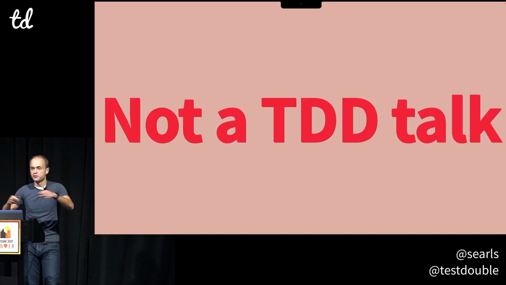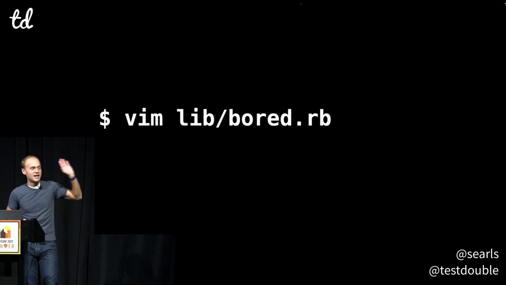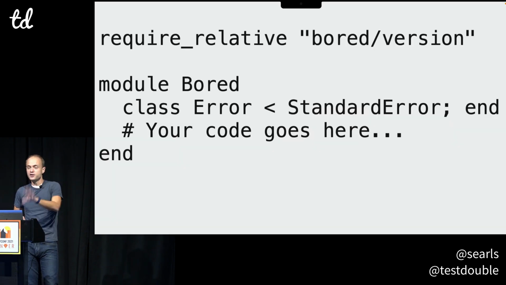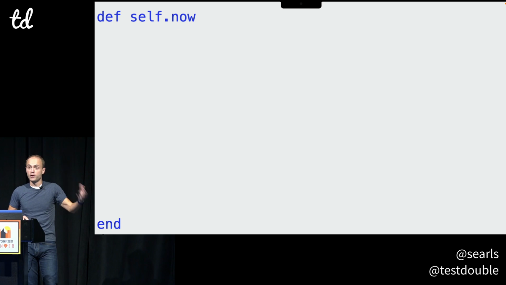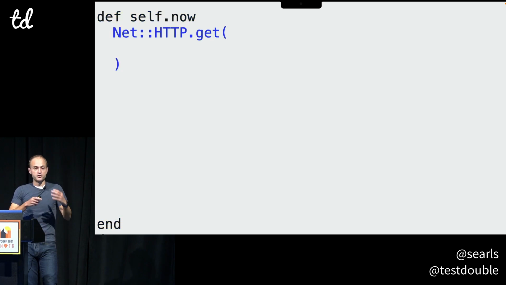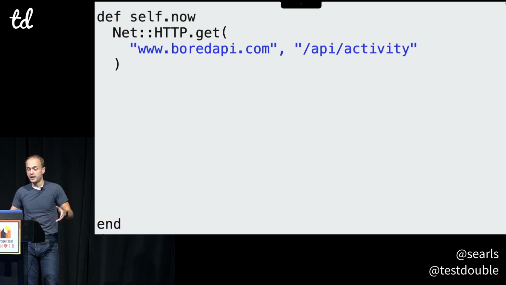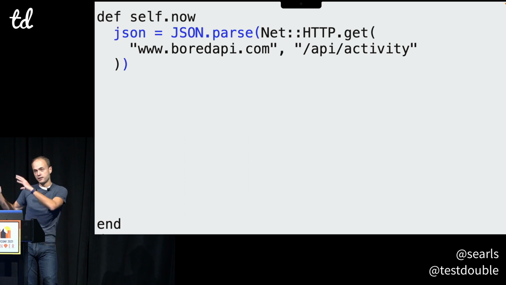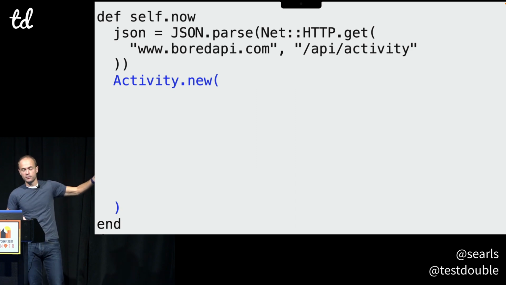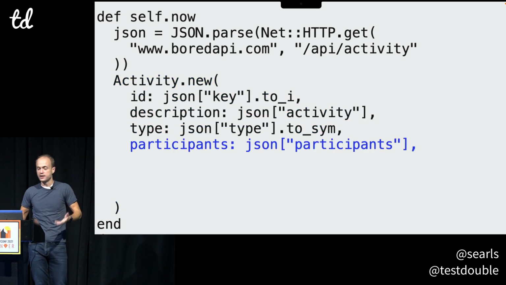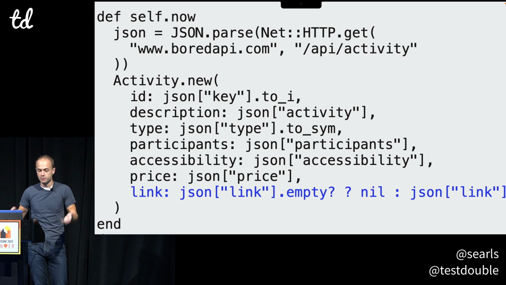And this is not a test-driven development talk, so I'm not going to ping-pong back and forth and show every single step. We're just going to dive in and write all this code. This is a generated file that comes with the gem. It says your code goes here, so let's follow instructions and wipe away that comment, and then we're going to write a module method called now, and we're going to use Net::HTTP, pass it the domain and a path, and then wrap that in a call to JSON.parse, so we take that string and turn it into a JSON-y hash. Then we're going to create a new custom object called an Activity, and translate that JSON into a normal Ruby-ish object.